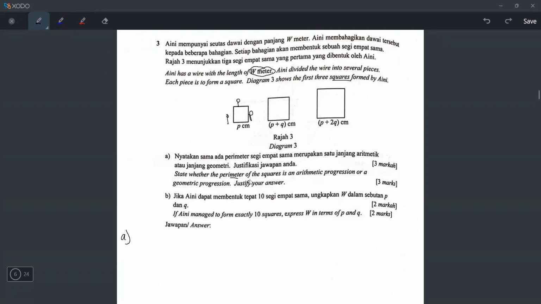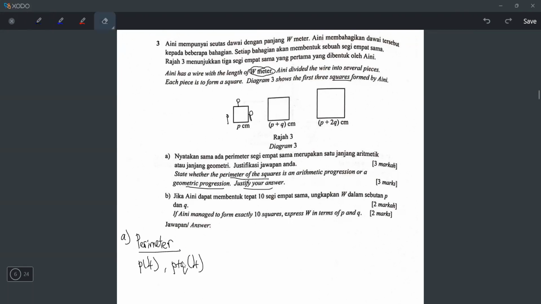State whether the perimeter of square is an arithmetic progression or a geometric progression. Justify your answer. So they want you to form a progression using the perimeter. Not the length, not the area, but perimeter. So what's the perimeter of the first square? It will be P times 4. And then the next square will be P plus Q times 4.